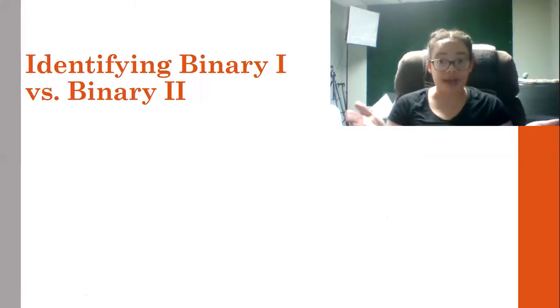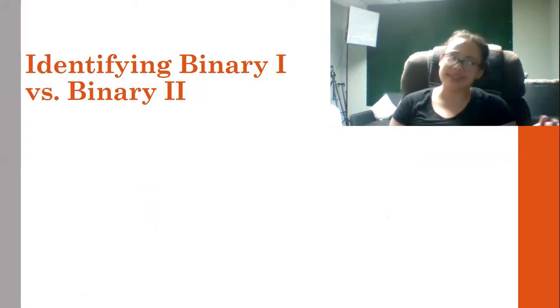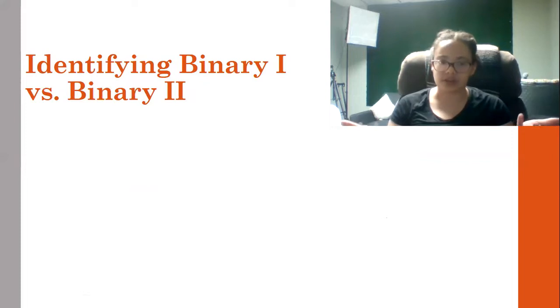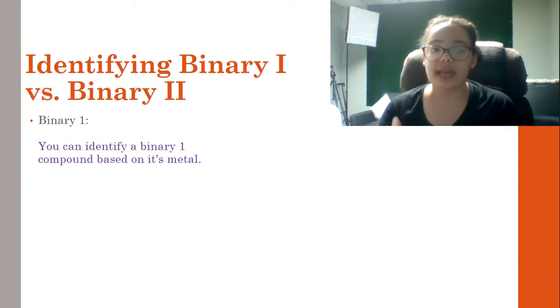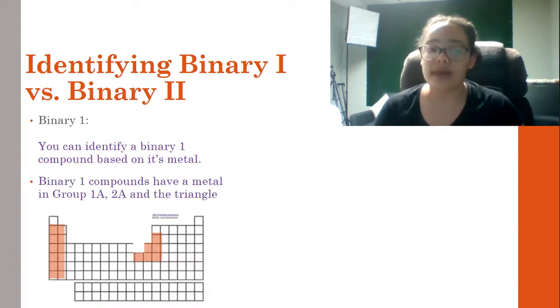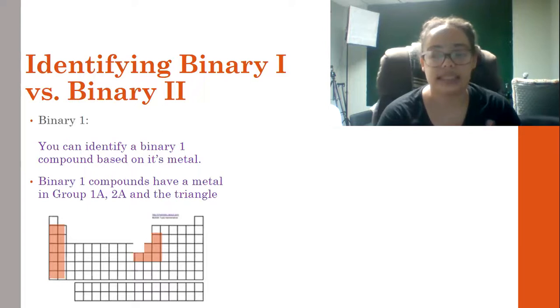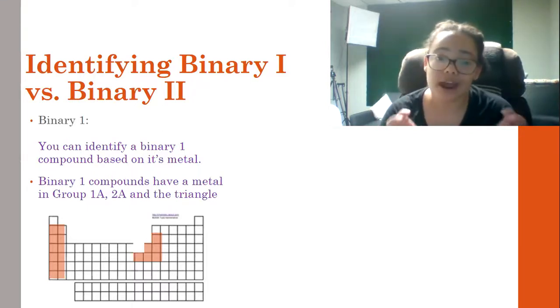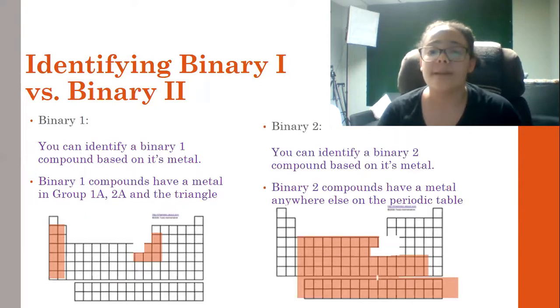Okay, so if we're going to talk about our binary 1 and binary 2, the first thing you have to do is be able to figure out what is a binary 1 and what is a binary 2. We can always identify what type of compound we have based on its metal. So binary 1, we can identify compound based on its metal. And its metal is when we have something in group 1A, 2A, or that triangle. Remember that our triangle is silver, zinc, cadmium, aluminum, gallium, and indium. Those are our 6 elements that we're going to call our triangle, and it's going to be included in that binary 1 category.